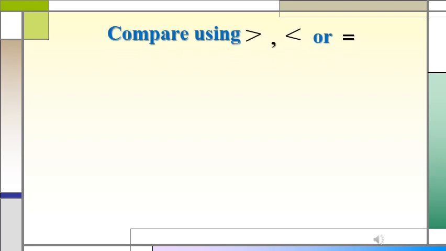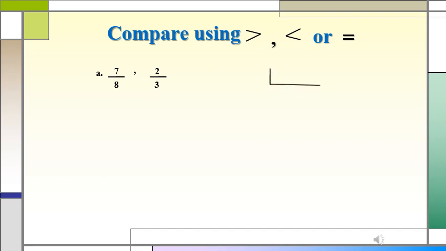Students, let's compare using greater than, less than or equal to sign. The first example is 7 by 8 should be compared to 2 by 3. As the numerator and denominators are different, we will do it step by step. The first step is to find the LCM of 8 and 3.